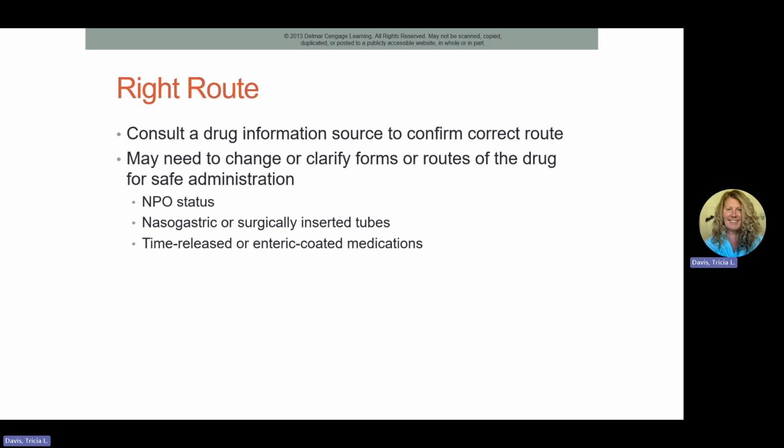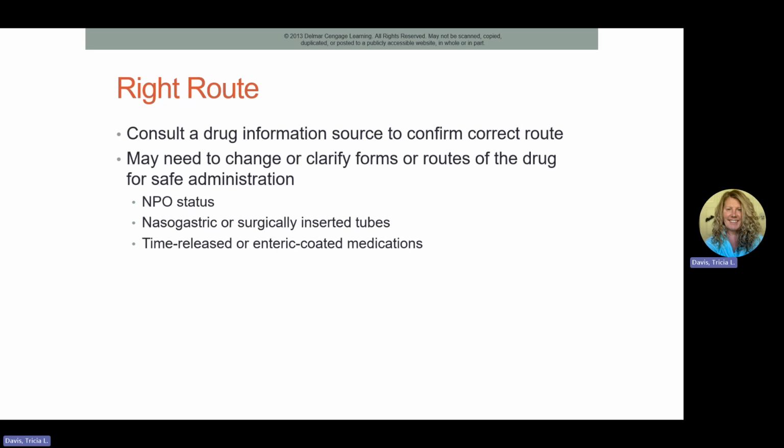Sometimes we may need to change or clarify the way that we're giving a medication. For example, maybe a patient is ordered to have Miralax. Okay, Miralax is a medication that we give for constipation, and typically it comes in a powder form, and we mix it with about 8 ounces of water or juice. So if a patient is not taking anything by mouth, we would say that they're NPO. If they were NPO and not allowed to have anything by mouth, would we, even though we had an order for this medication, want to give them anything orally? Maybe, maybe not. We can't just assume that we would want to give that.